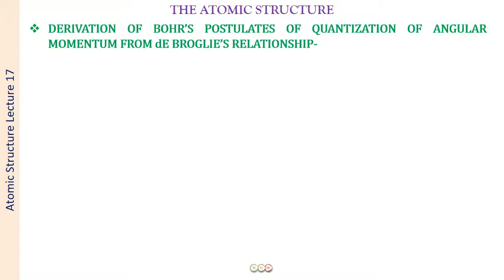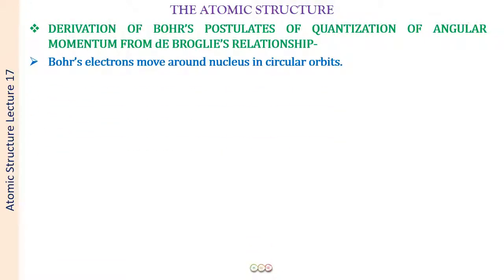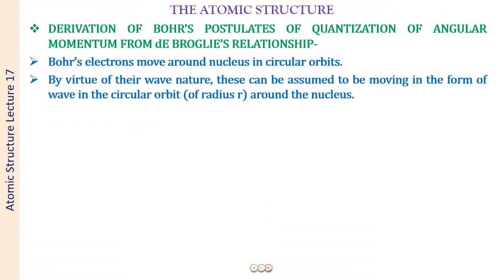But what Bohr did not tell us was how he got this relationship, mvr is equal to nh over 2 pi. And the credit for explaining Bohr's postulate about this angular momentum quantization goes to de Broglie. Let us see how de Broglie explained Bohr's postulate. Bohr said that the electrons move around the nucleus in circular orbits. And de Broglie said that the electrons have a wave nature. So by virtue of their wave nature, these can be assumed to be moving in the form of a wave in the circular orbit of radius r around the nucleus.